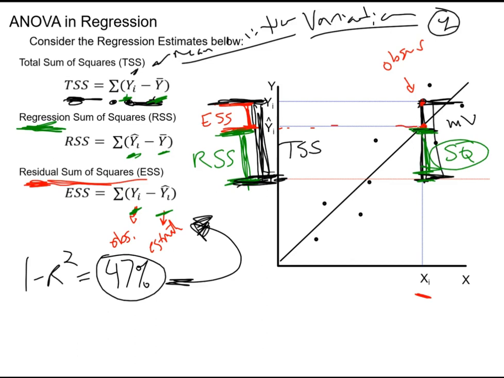What I want to do is pause and put in a couple of extra pictures here that show different R squared values. And then we'll talk about it in the context of total sum of squares, residual, and regression sum of squares.